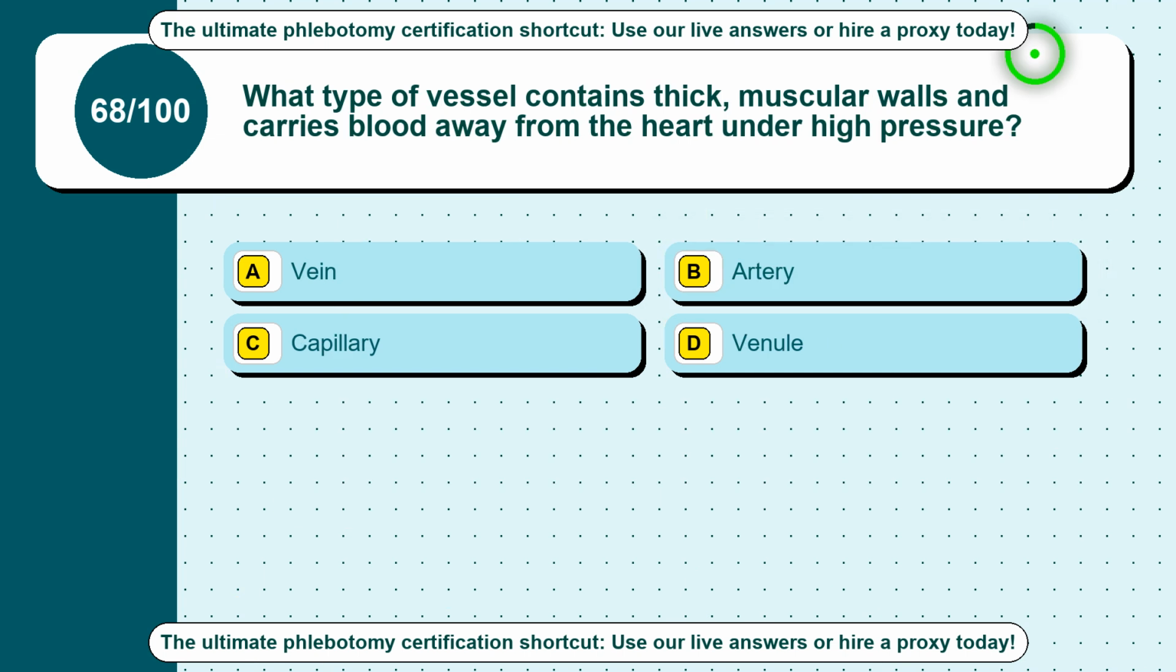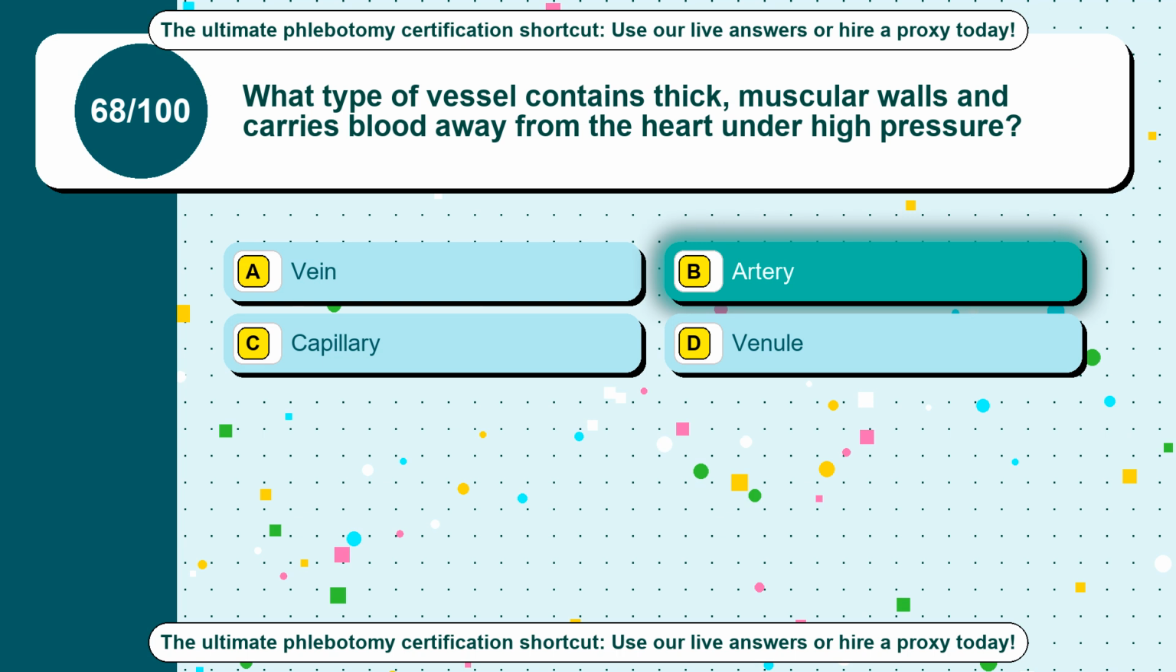Question 68. What type of vessel contains thick, muscular walls and carries blood away from the heart under high pressure? Option A, vein. Option B, artery. Option C, capillary. Option D, venule. The correct answer is option B, artery.